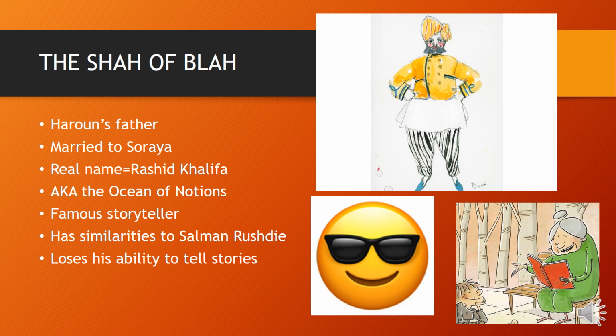He's always coming up with imaginative stories and creative ideas and stuff like that. And he's just a real famous storyteller, and he's kind of modeled after Salman Rushdie, the author. But we'll see in the book he loses his ability to tell stories, which is one of the primary conflicts in Haroun and the Sea of Stories.